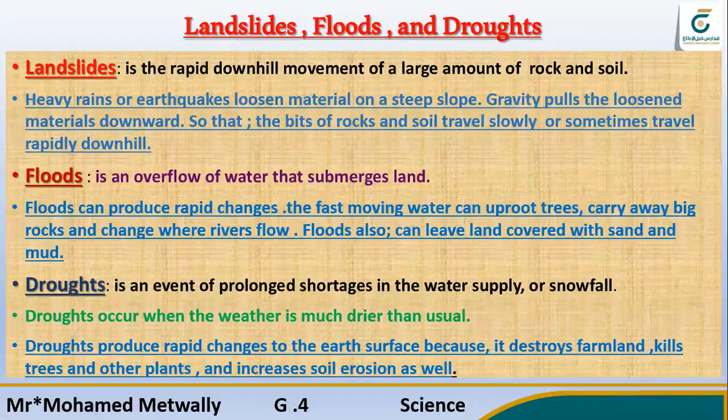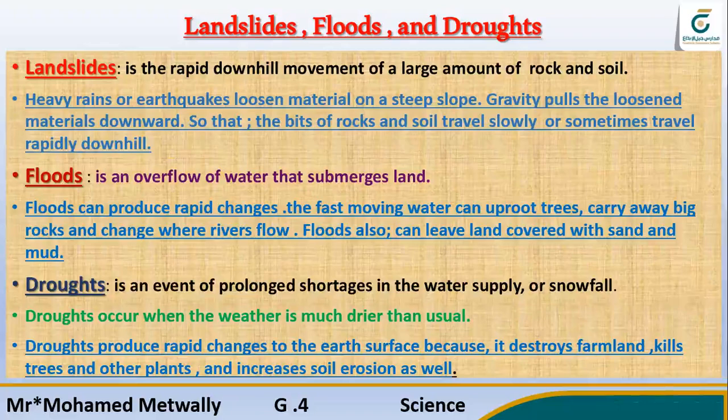it's very slopy. So on a steep slope, the materials that are loosened by earthquakes and heavy rains will be loosened. Then gravity pulls the loosened material downward so that the bits of rocks and soil travel slowly or sometimes rapidly downhill. That's why we can call it landslides.